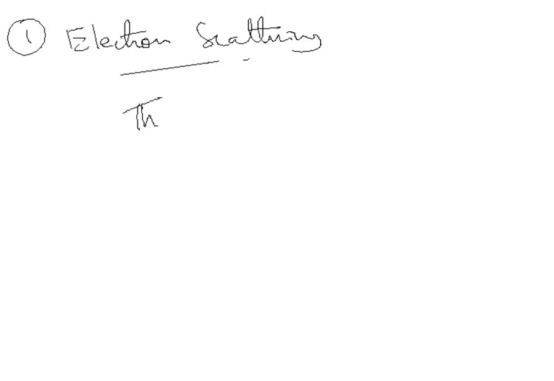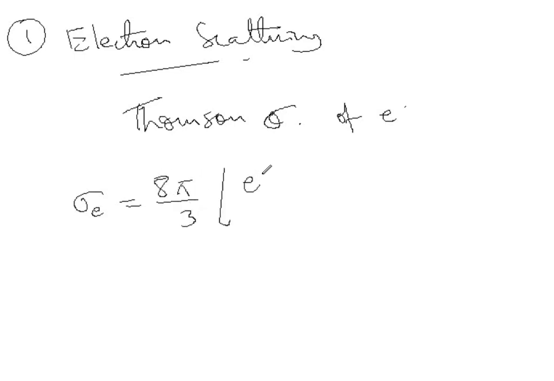No, this p will not be there, just m. Thomson cross section of electron, and let me write it down. This cross section is basically 8 pi by 3 e square by m_e c square whole square, and this has a value of 6.65 times 10 to the power minus 25 centimeters square.